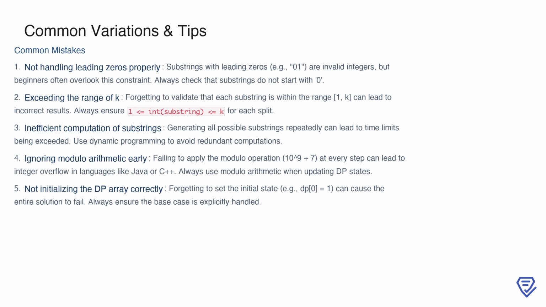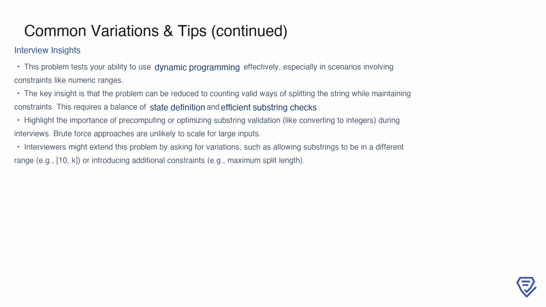Finally, be cautious with the initialization of the dynamic programming array. Forgetting to set the base case, such as dp[0] equals 1, can cause the entire solution to fail. Always ensure that the dp array is initialized properly before proceeding. This problem is an excellent test of your ability to apply dynamic programming effectively, particularly in scenarios constrained by numeric ranges. The core idea is to count the valid ways to split the string while adhering to these constraints. A well-defined DP state and efficient substring validations are key to solving this problem.